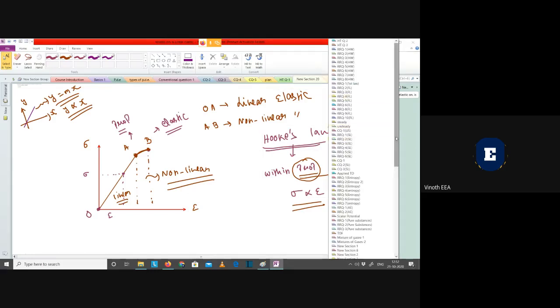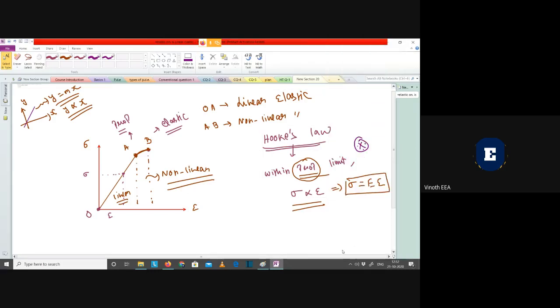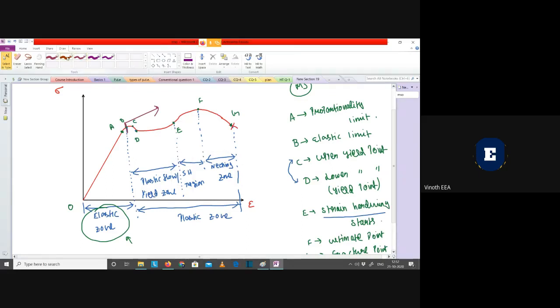But for solving problems, I have to go back there. As I already said, this point A, this point B, this point C, or this point D, all four are lying very close to each other. So generally, sigma A will be taken as sigma B will be taken as sigma D. Sigma C doesn't have much significance.